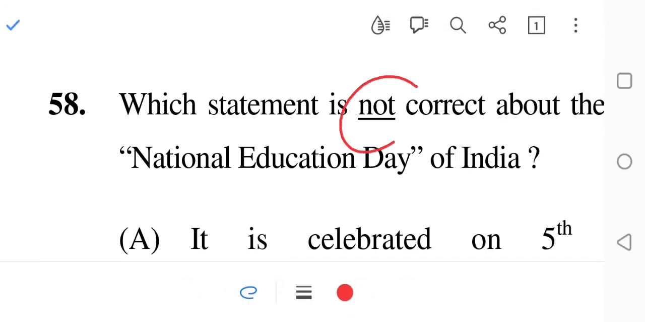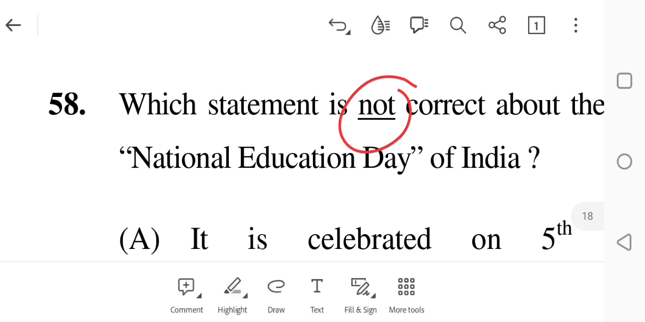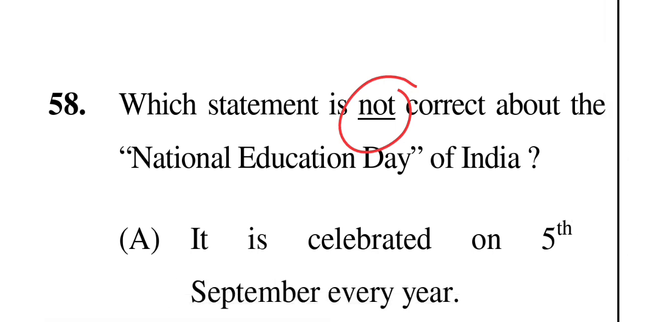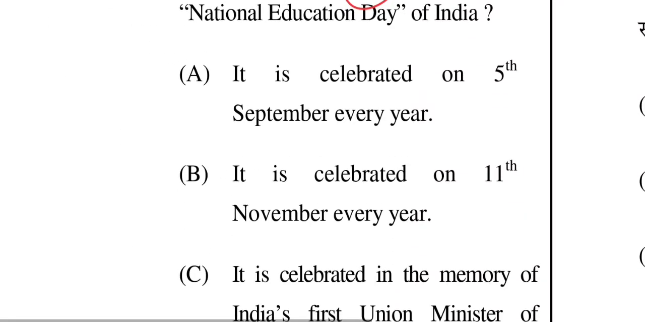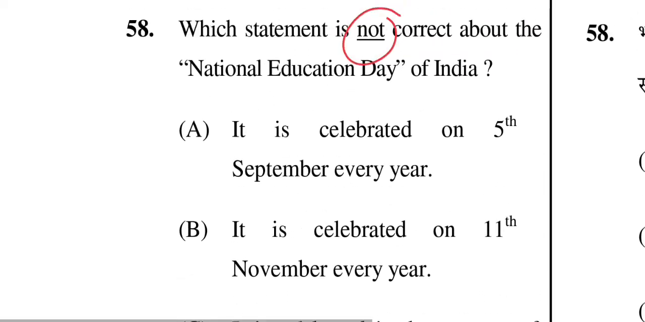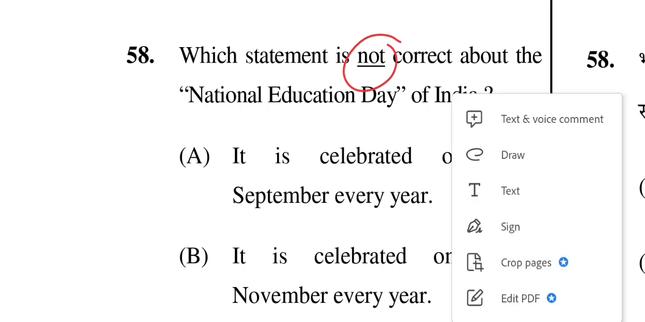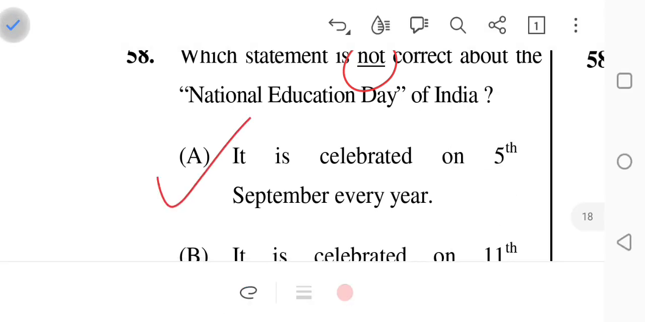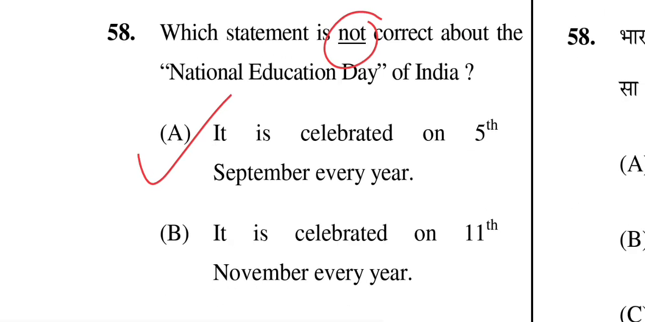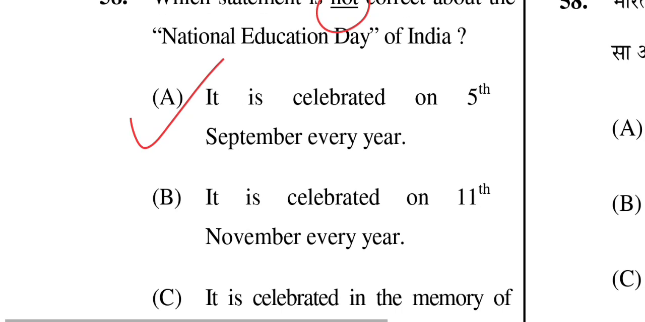But we often forget the 'not' and then we just mark the correct answer, but the question was about what is not correct. So let me give you the correct answer straight away. I will not read the options entirely. Option A, it is celebrated on 5th September every year. When Teacher's Day is celebrated on 5th September, at that time it is not celebrated. This is wrong.